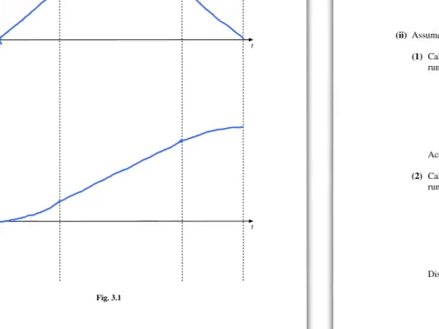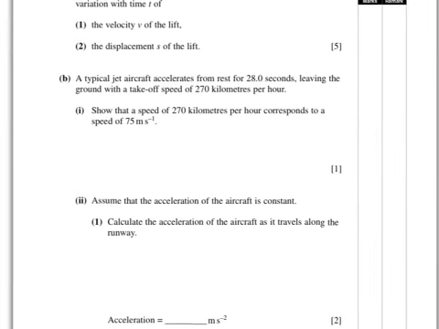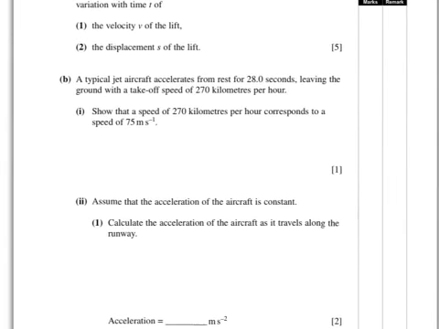And let's have a go at this next section then. A typical jet aircraft accelerates from rest for 28 seconds, leaving the ground with a takeoff speed of 270 kilometers per hour. And we're asked to show that a speed of 270 kilometers per hour corresponds to a speed of 75 meters per second. So we're converting this unit, kilometers per hour, into this unit, meters per second.